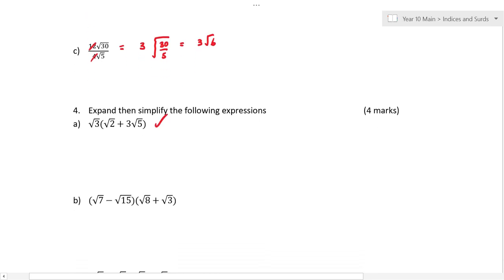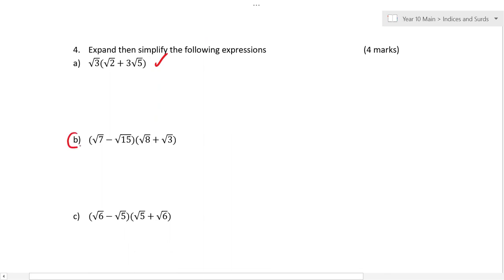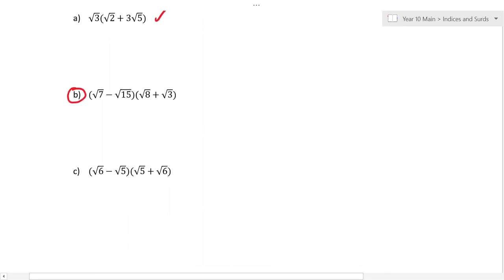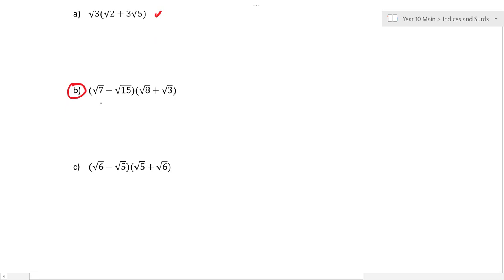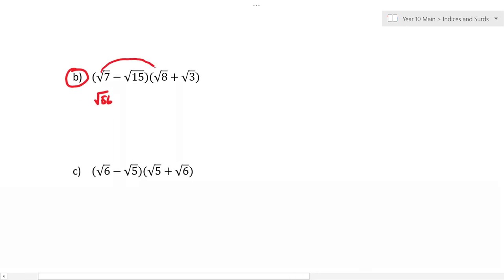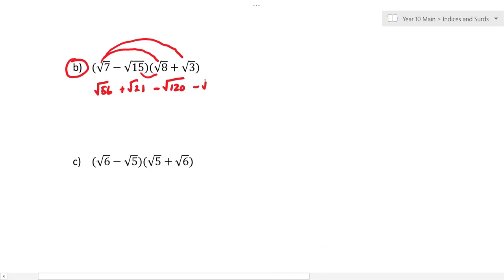This one was done really well. This one was done very poorly, so I'm going to go through it with you right now. Root 7 times root 8 is root 56. Now, I saw most of you got that answer, that's right. Now, let's do the first. Let's do the outside. So we're going to do root 7, so that's plus root 21. And then let's do the inside, with the minus though, minus root 120. And then let's do the last one, which is minus root 45.